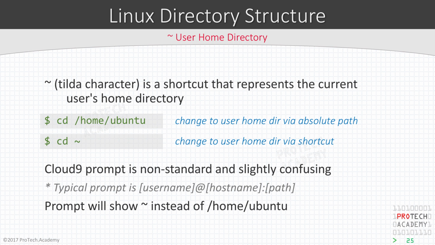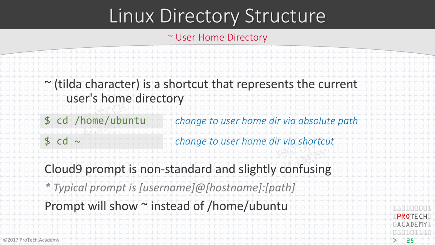There's another handy shortcut that's similar to dot and dot dot, and that's the tilde character. Some people call it the squiggle. The tilde represents the current user's home directory. As we see from this example, the cd command to /home/ubuntu takes us to the Ubuntu user home directory via an absolute path. Assuming we are logged in as this Ubuntu user, we could just type cd space ~ return. That would give us the same result.